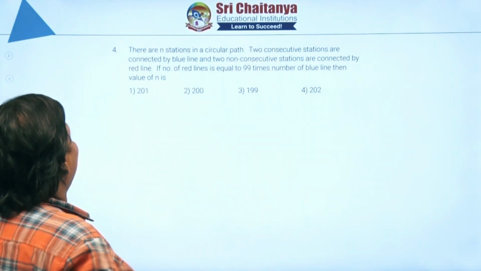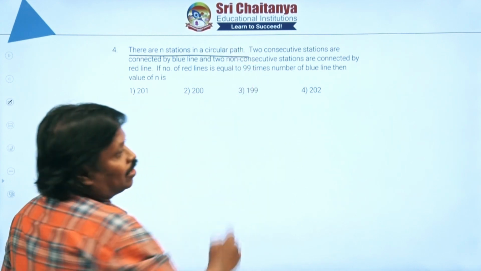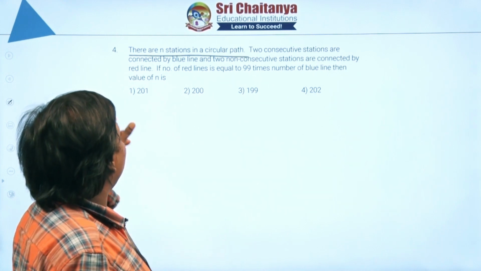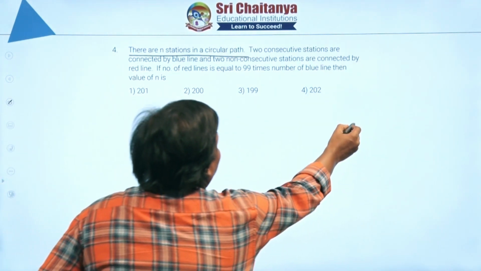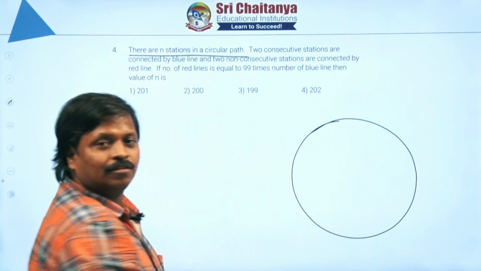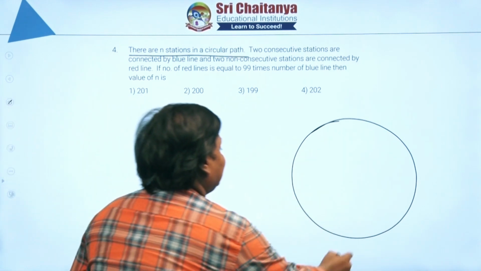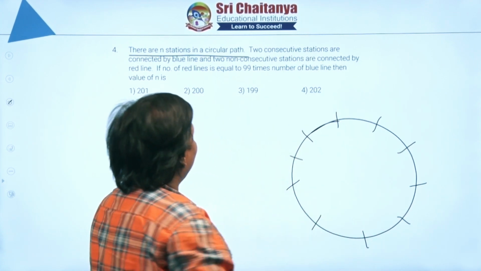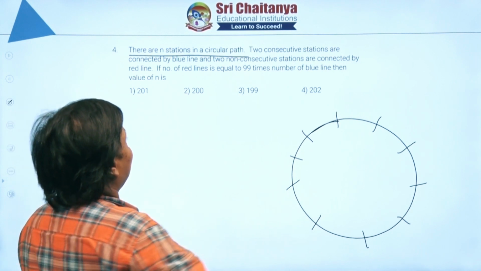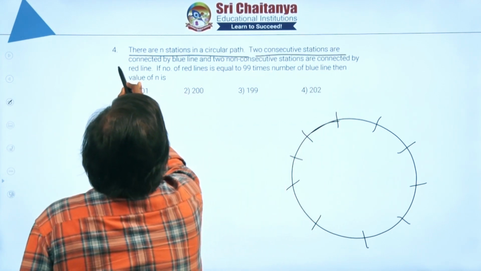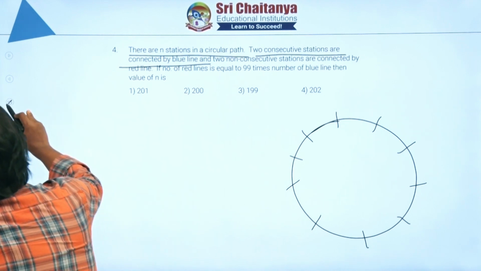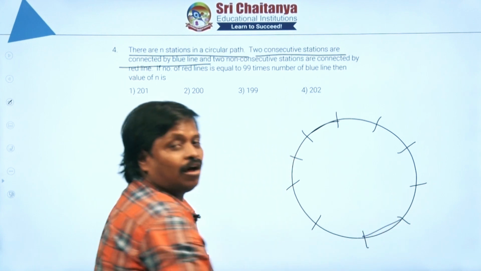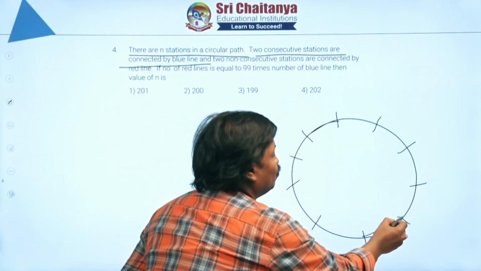There are n stations in a circular path. In a circular path there are n stations, and 2 consecutive stations are connected. So let us see, I am taking a circular path. I am taking n stations in this. He said that 2 consecutive stations are connected by a blue line. So I will take a blue line, and I will connect all consecutive stations with blue lines.